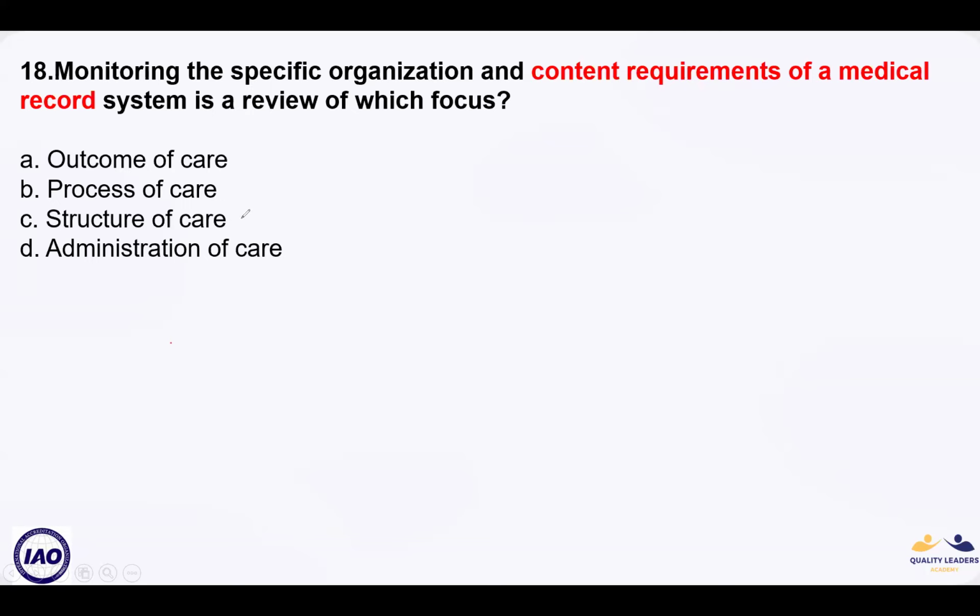As far as structure is concerned, yes: resources, systems, facilities, policies, standards, everything. The content requirements do suit the structure. Administration of care is not in the Donabedian framework. So the correct answer is option C. Okay. And remember, revisit the structure, process, and outcome indicators from our first lecture, and you'll be easily cracking these sorts of questions. That won't be a problem for you.